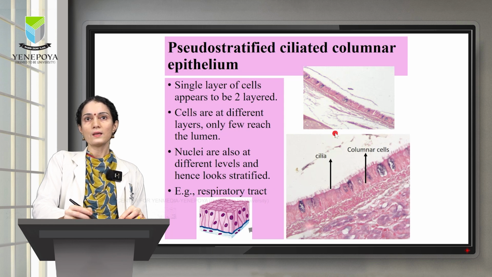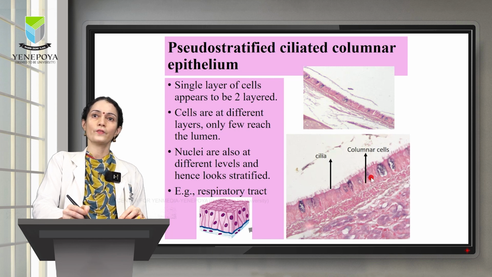If you can see, this is the 10x magnification of the trachea showing the pseudo-stratified ciliated columnar epithelia. Here you can see the cilia as well as the columnar cells. You can see a few goblet cells also, which produce mucus. So with this I conclude the skill assessment of epithelia with the pseudo-stratified ciliated columnar epithelium.